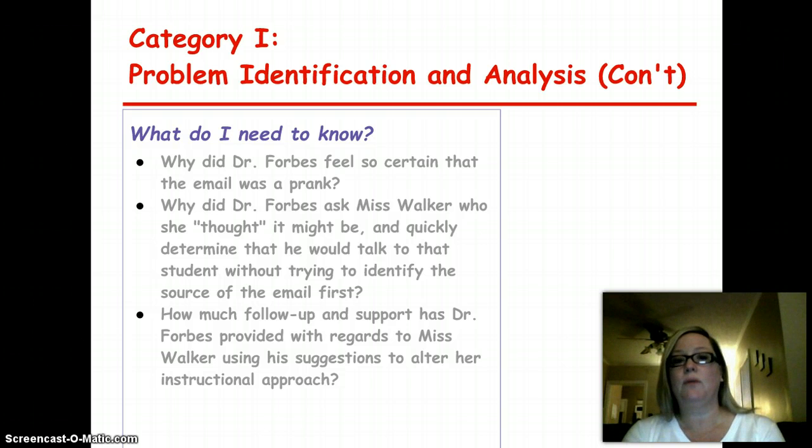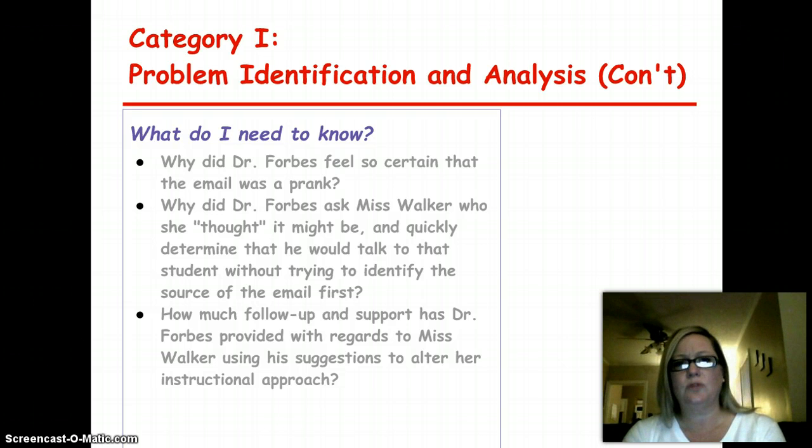So, with problem identification and analysis, what do I still need to know, or what questions do I have? One question I have is, why did Dr. Forbes feel so certain that the email was just a prank? Ms. Walker seemed very concerned and even considered calling the police, and he was very quick to say that he felt it was probably just a prank and not to be worried.